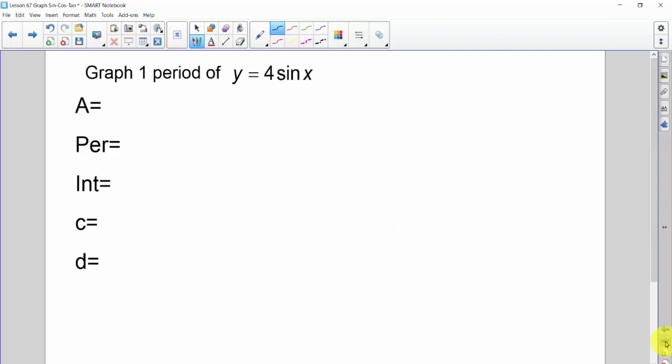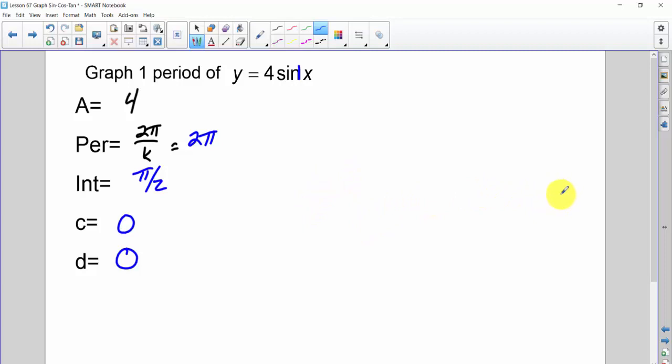So now we're going to put this all together. All we've dealt with at this point are basically k values and a values, so we're going to lay them all out here. We know the a value is 4. Period, I'm not sure what that is, but I know it's 2 pi over k. And k in this case is the number in front of the x, which is 1. So our period is 2 pi. Our intervals, those are pi over 2 for sine and cosine. And our C and D values, those are 0 because we haven't introduced those yet. Those are addition and subtraction values.